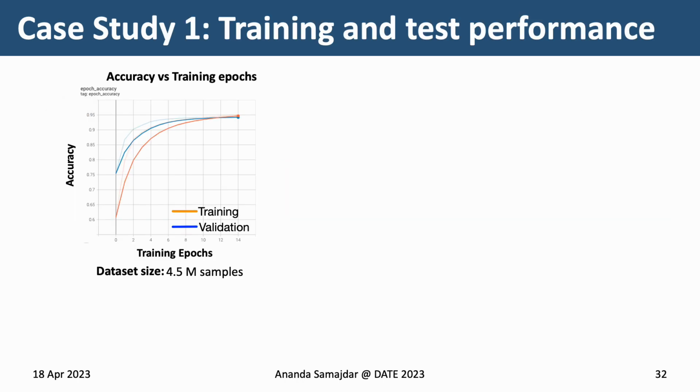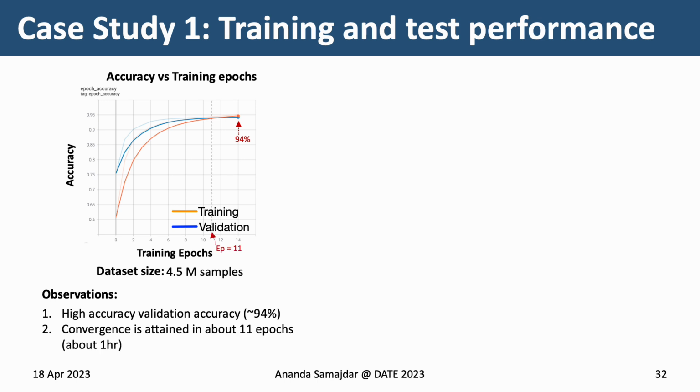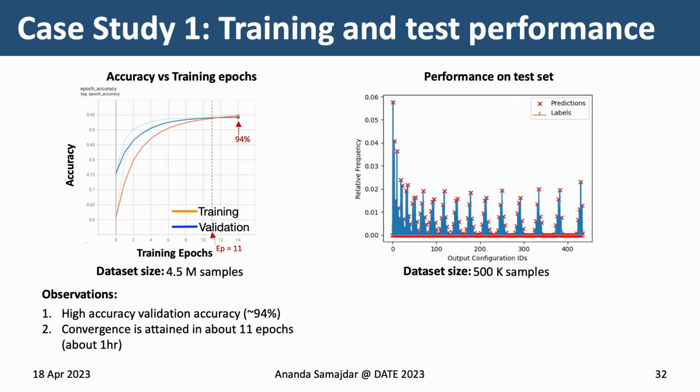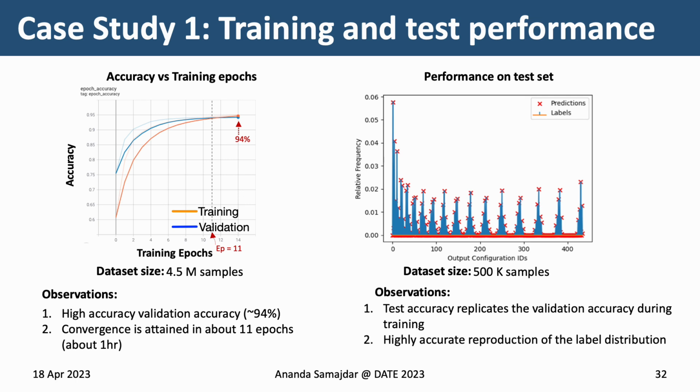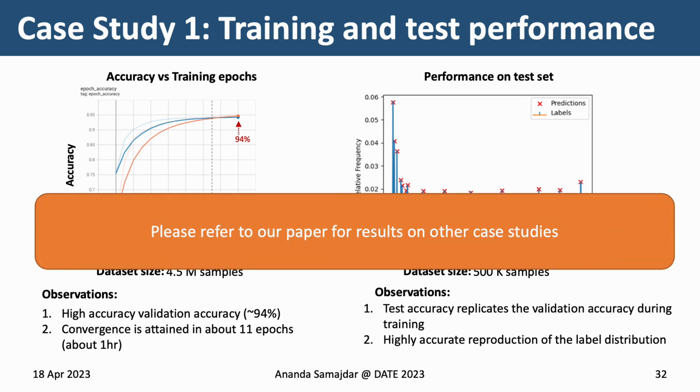For the first case study, when training on a dataset of 4.5 million data points, we observe that the model converges to a high validation accuracy of 94%. It takes about 11 epochs to reach the convergence, which is about 1 hour on our NVIDIA desktop GPU. When we look at the performance on the test set, we find that the test accuracy is close to the validation accuracy. And we find that the distribution of the predicted label closely matches the distribution of the dataset labels. I would encourage you to please refer to our paper for results on the other 2 datasets.